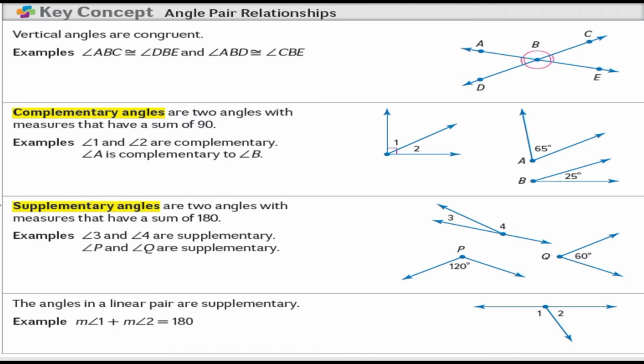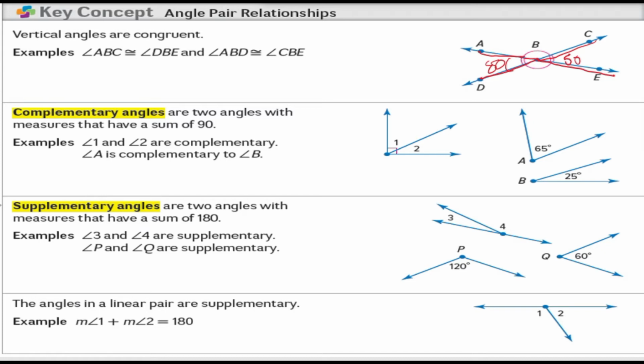Next is angle pair relationships. So what are the relationships? The relationship between two vertical angles is that they are congruent to each other. What does that mean? If CBE is 50 degrees, the angle vertical to it, ABD, will also be 50 degrees. Next is complementary angles. Two angles whose measures have a sum of 90 degrees.